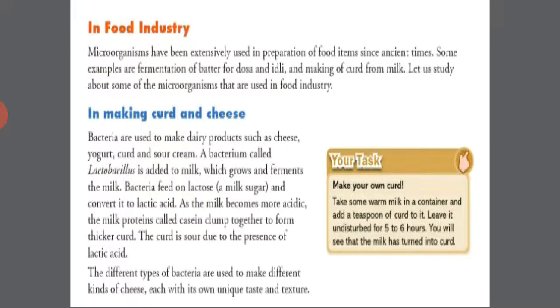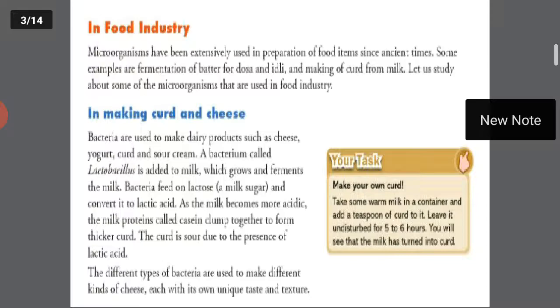Microorganisms play a vital role in the food industry. They have been extensively used in the preparation of food items since ancient times. Some examples are fermentation of the batter for dosa and idli, and making curd from milk. Let's study some of the microorganisms that are used in the food industry.